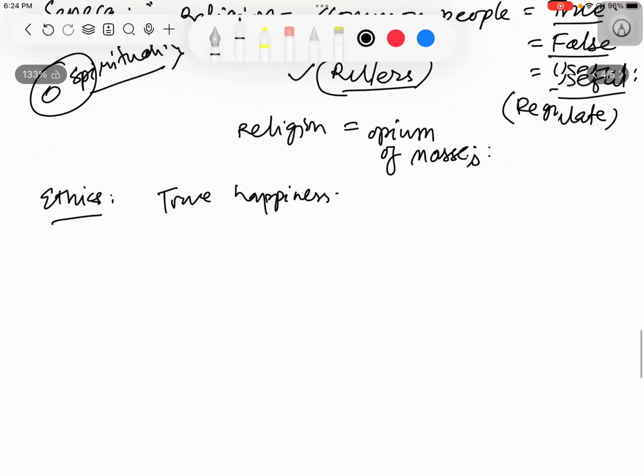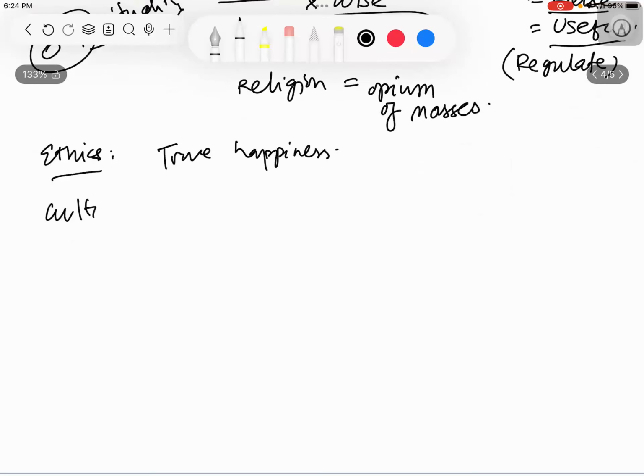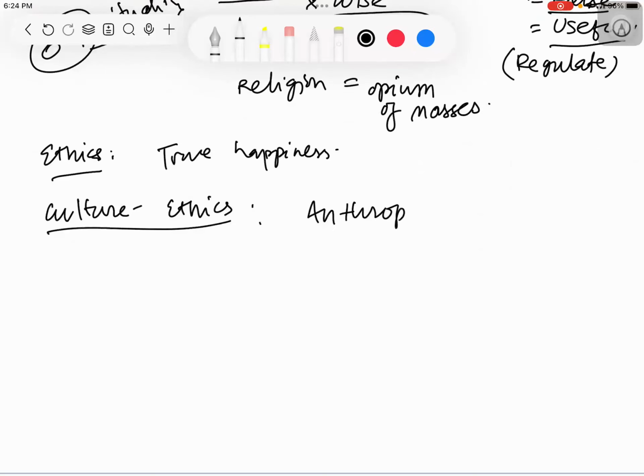Let me tell you another example, a very very good example. Suppose culture and ethics. There was an anthropologist, a famous one in anthropology. His name was Malinowski. Now just listen to this story carefully.